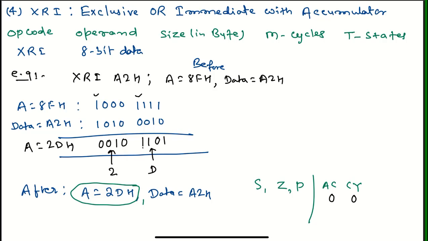So now here the sign bit. If you see, this sign bit is here 0. So here this will be 0.